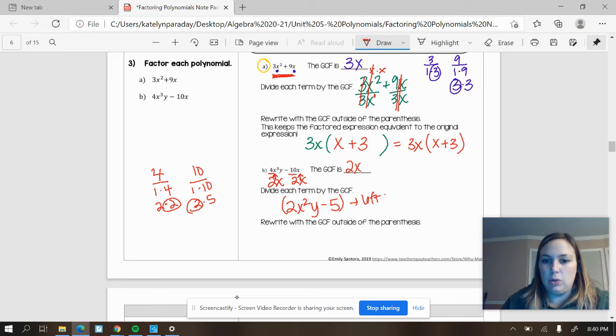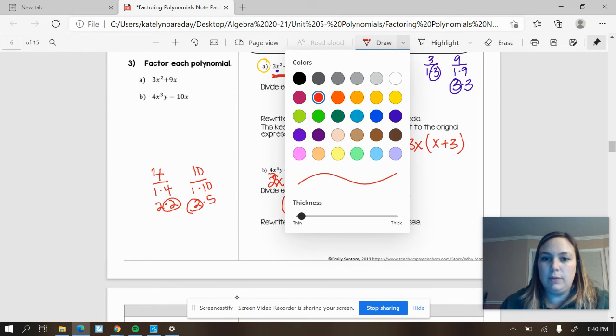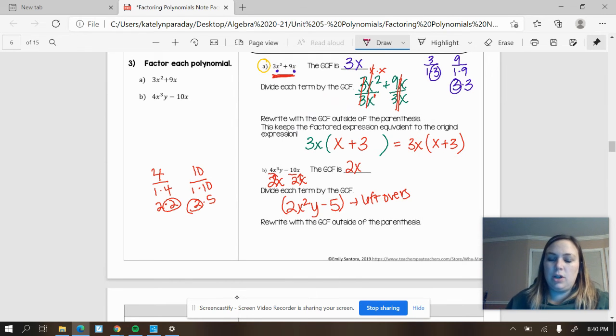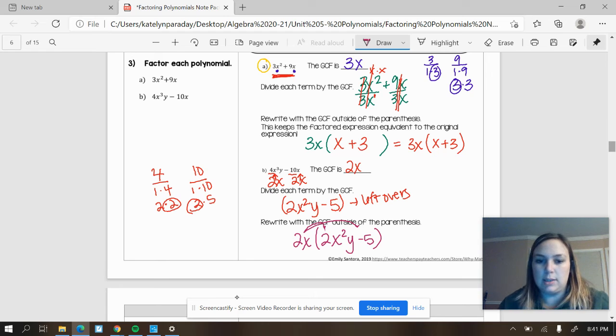My leftovers. Okay? Think of it like when you take leftovers home from a restaurant, you leave them inside the fridge. So we're taking out, whoops. I'm trying to write the answer. So I put my GCF of what I took out on the outside and left over what is left on the insides. Again, you can check by distributing and solving for that.